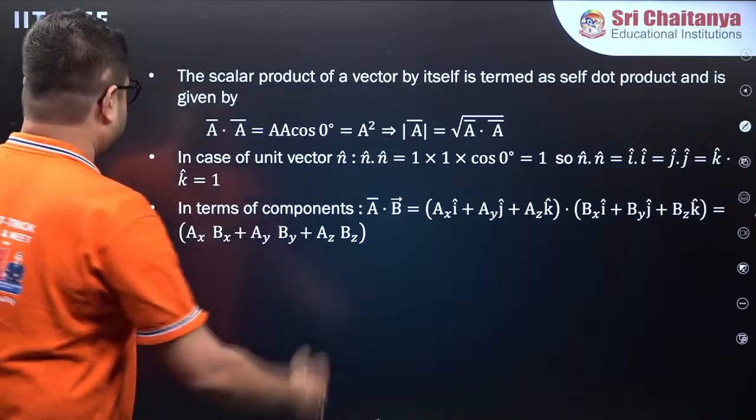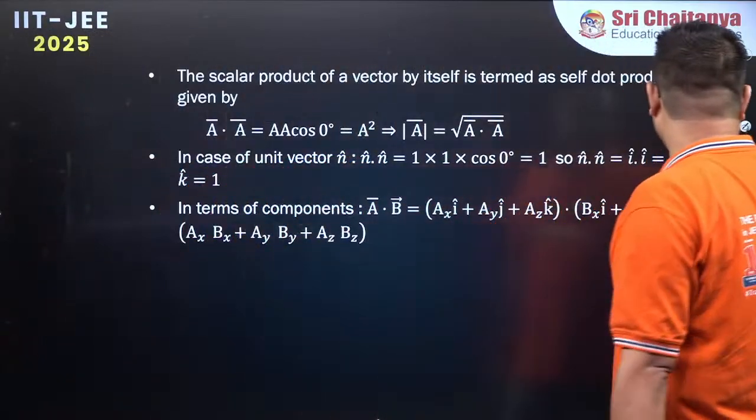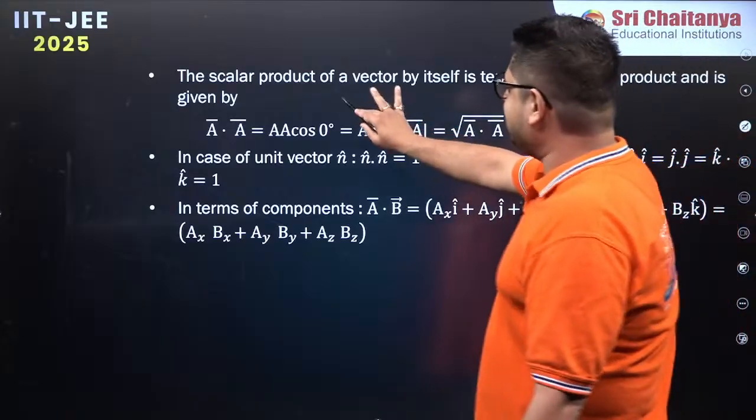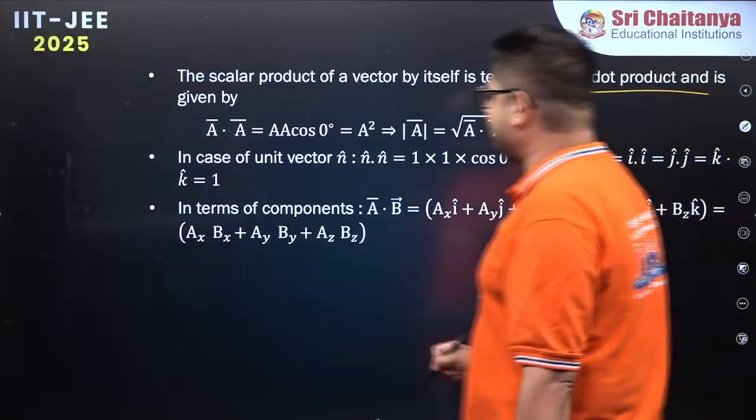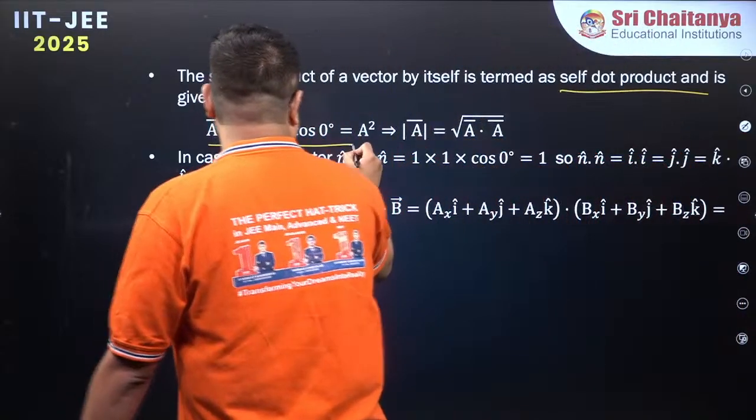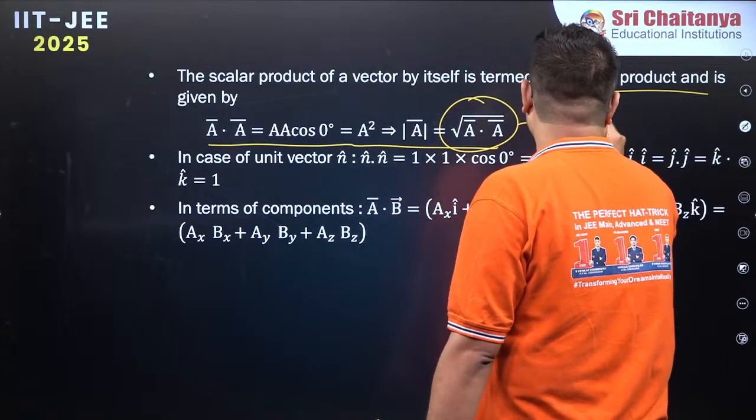Another point, the same operation is being given. First of all, you can see that the scalar product of a vector by itself is determined by the self dot product, isn't it? A dot A means A square. This is what we are talking about. That's how you can determine the magnitude.